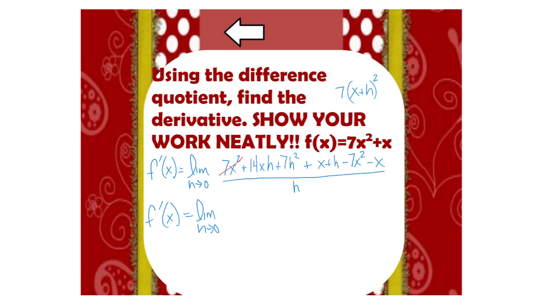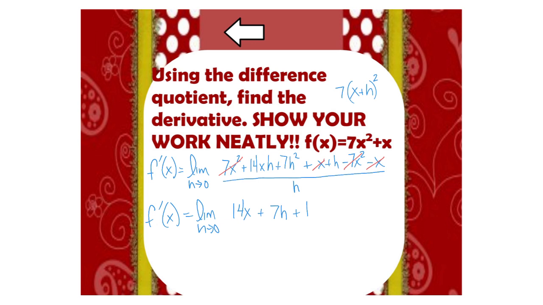So the 7x squareds can cancel. The x's can cancel. And remember that your goal is that everything that's left has an h because you're wanting to divide by that h. And it does. So then my reduced version is going to be a 14x because the h will reduce plus a 7h. And then don't forget this h out at the end. And h divided by h is a 1. So you got to have that plus 1.